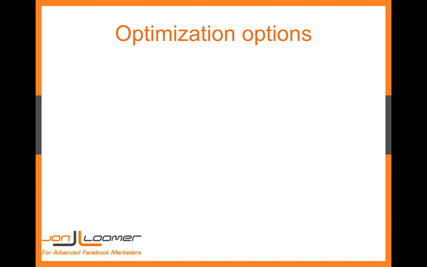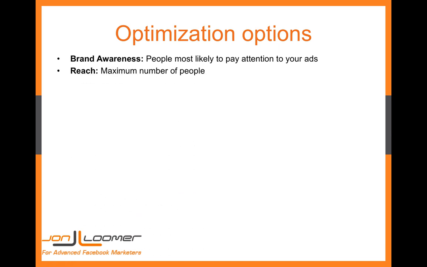So there are certain optimization options. Now, some of these are available for only certain objectives, and we'll get to that here in a little bit. But first of all, you have the brand. So understand, yes, there is a brand awareness objective. There's also a brand awareness optimization. So when you optimize for brand awareness, this will show it to people most likely to pay attention to your ads. If you optimize for reach, Facebook's going to show it to the maximum number of people. And you can then control how often they see it there too.